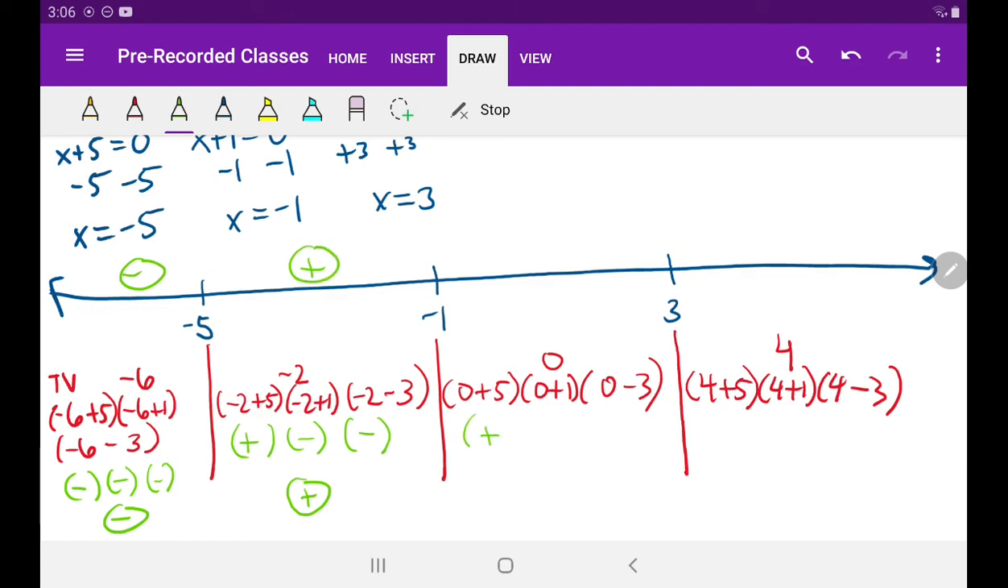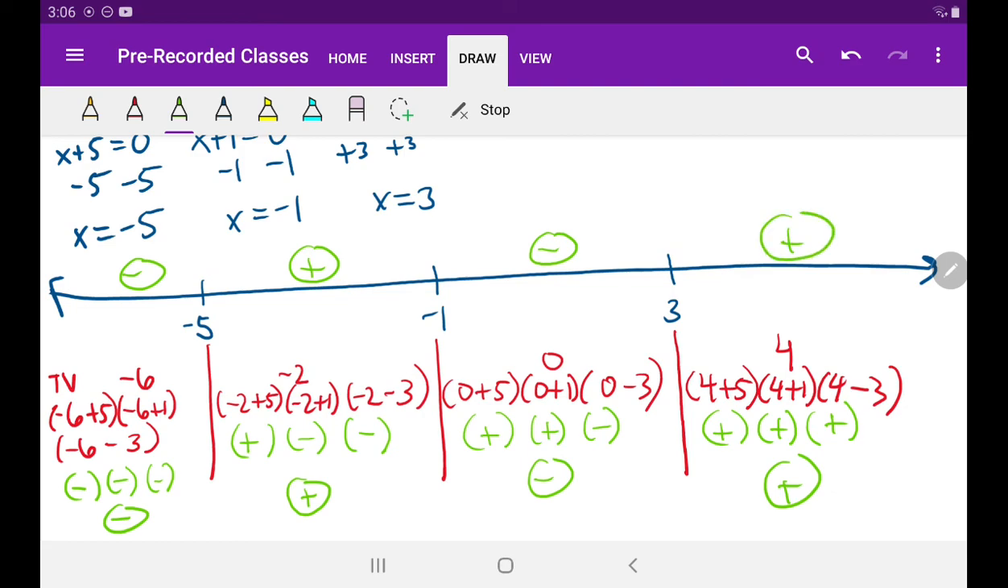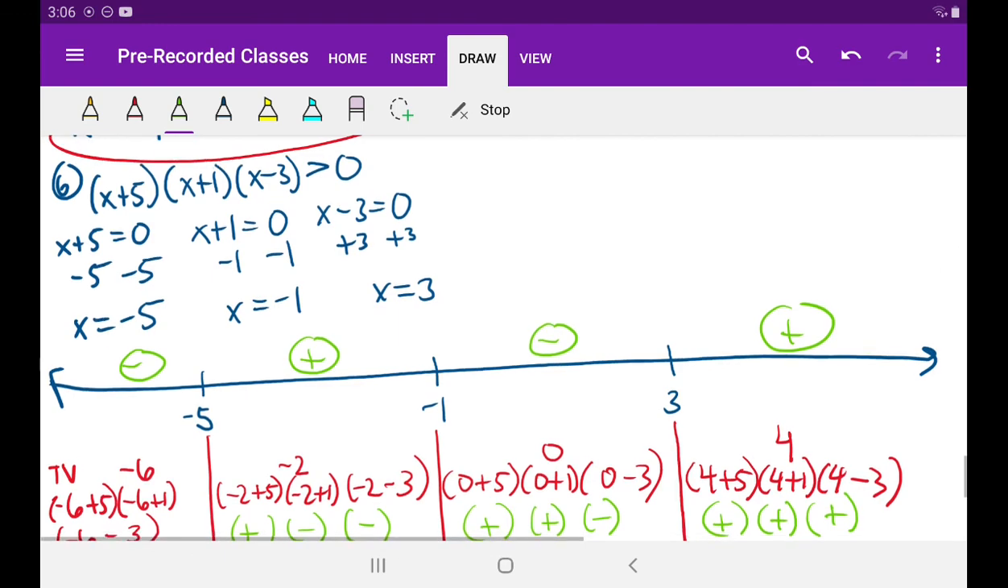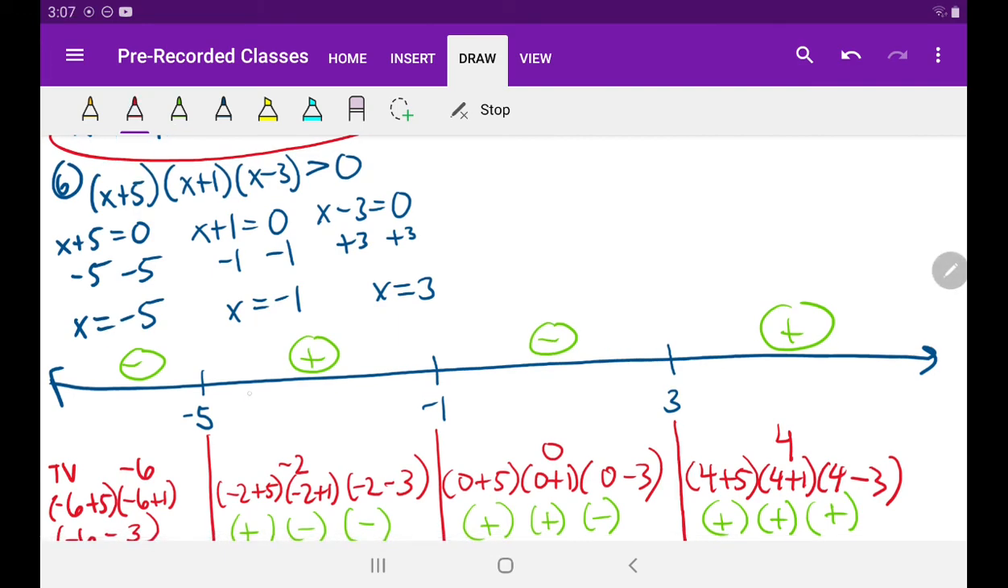0 plus 5 is a positive. 0 plus 1 is a positive, and 0 minus 3 is a negative. So I have 1 negative there, so that's going to be negative, okay? And then 4 plus 5 is a positive. 4 plus 1 is a positive. And then 4 minus 3 is a positive, so 3 positives, so we'll be positive there. So the original problem wanted to know where we were greater than 0, so where are we positive? So we're positive in this zone here between negative 5 and negative 1, and then to the right of 3.